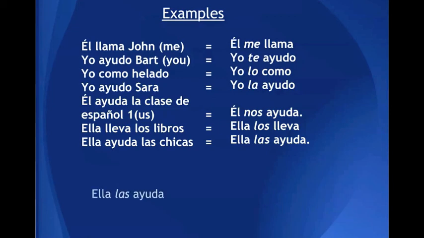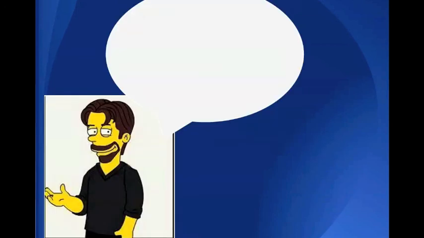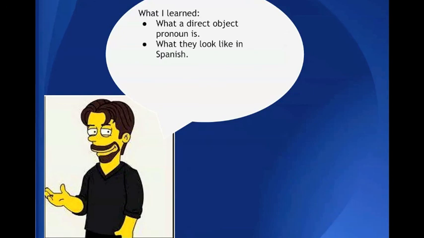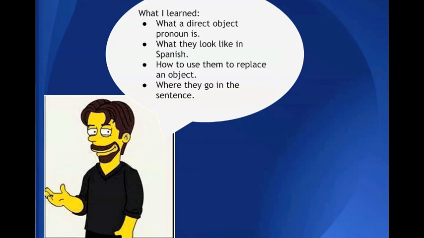Oh, I forgot to mention that we still need to make sure to conjugate the verb based on who is doing the action. So with ella las ayuda, she is helping the girls. So conjugate ayudar for ella. Ella ayuda. Don't forget to conjugate the verb. Great. So let's go over what we talked about. What I learned today was what a direct object pronoun is, what they look like in Spanish, how to use them to replace an object, and where they go in the sentence.